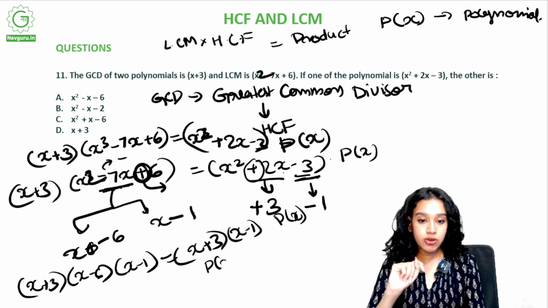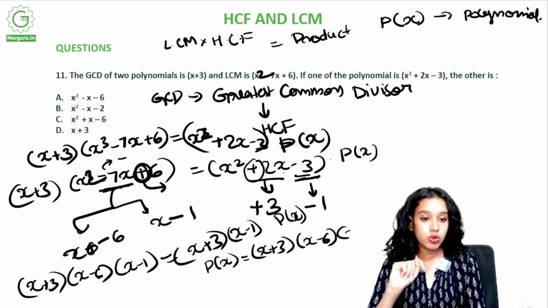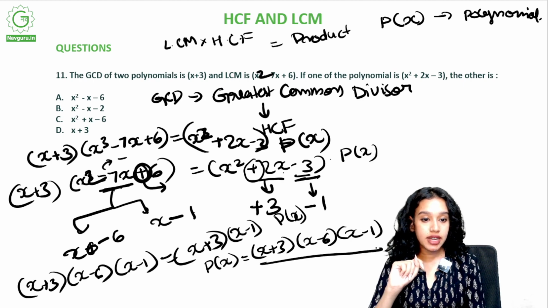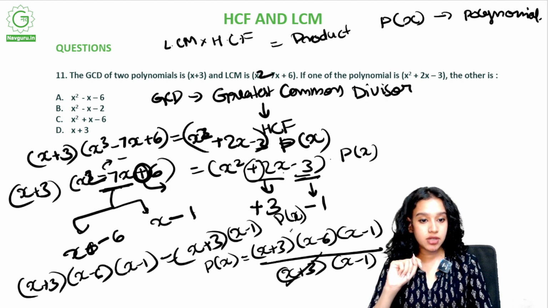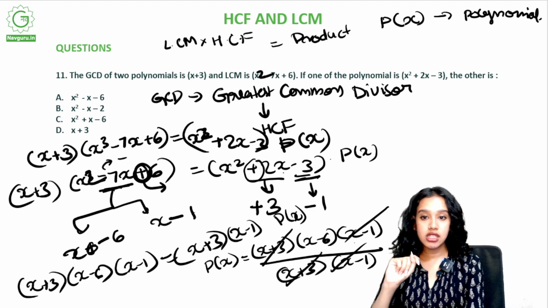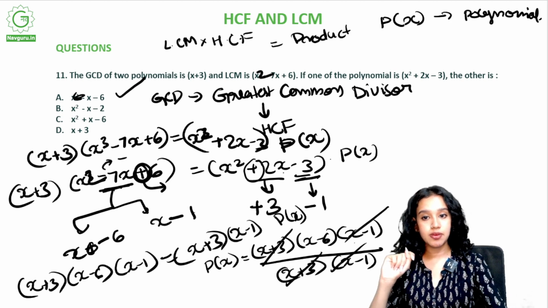So to find p of x, we'll get x plus 3 into x minus 6 into x minus 1 divided by x plus 3 into x minus 1. So we could cancel out x plus 3 and x minus 1 from both of the sides, and we'll get the answer to be x minus 6.